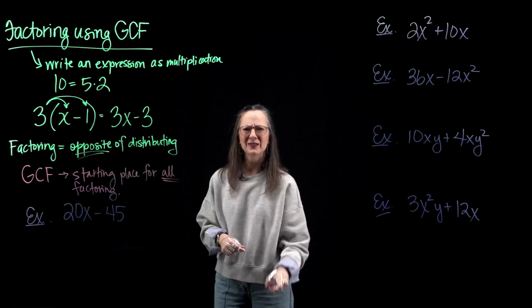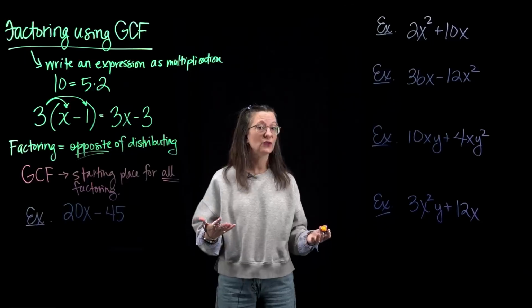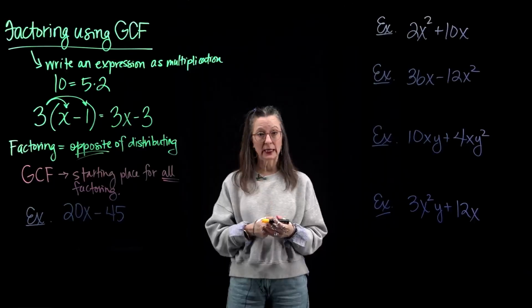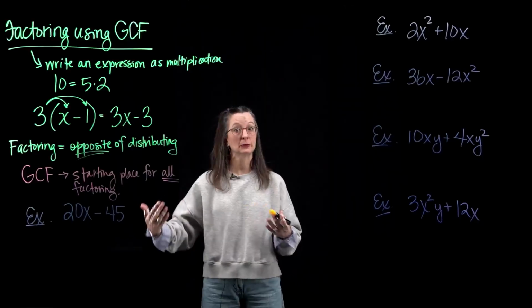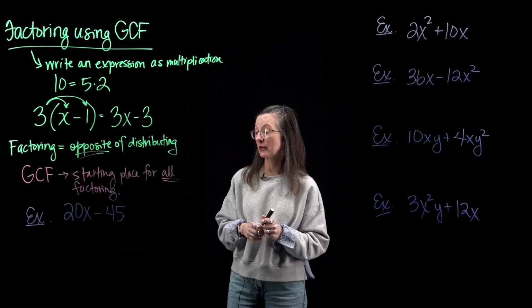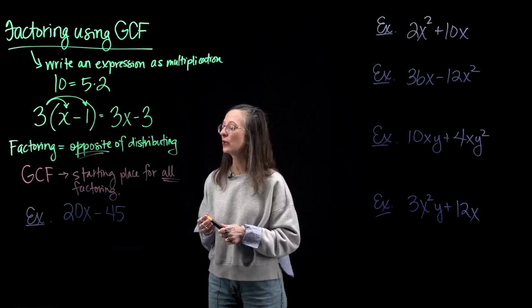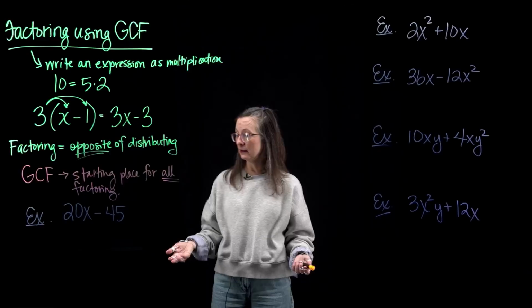All right, let's work through these examples. So for each one, we are trying to factor. We're writing it as multiplication. In this situation, we have 2 terms subtracted from one another. We're going to rewrite it as 2 things being multiplied by one another. All right, so first I want to look at both terms and think about what factors they have in common.